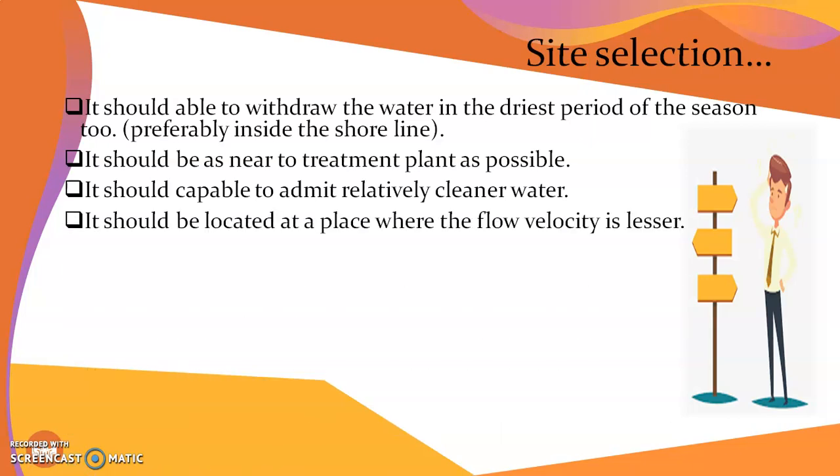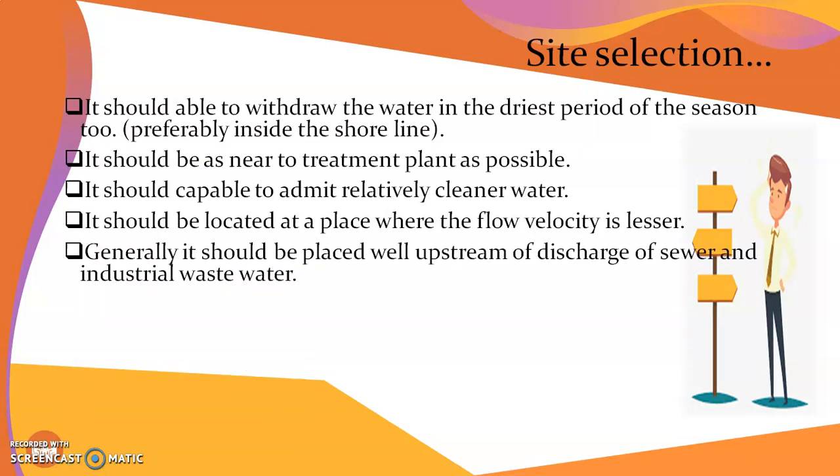It should be capable of admitting relatively cleaner water. It should be located at a place where the flow velocity is lesser. Generally, if the flow velocity is more, it results in the suspension of matter in water, which makes the water more difficult to treat. As compared to that, if velocity is lesser, the suspended particles present in the water will be lesser and it will be much easier to clean the water. So it should be located at a place where the flow velocity is much lesser.